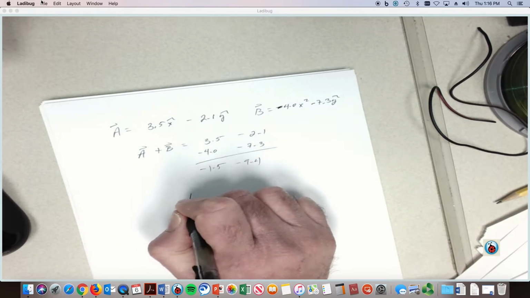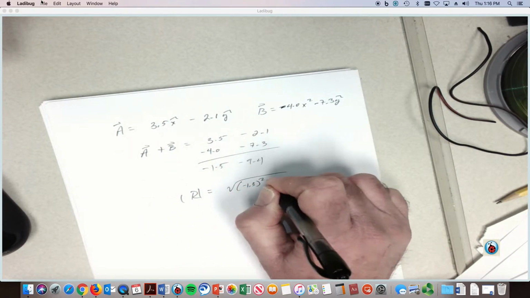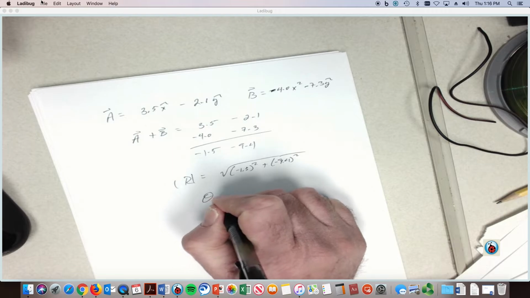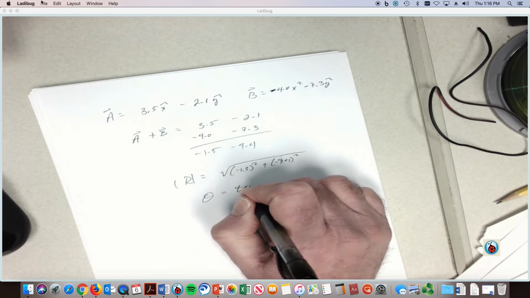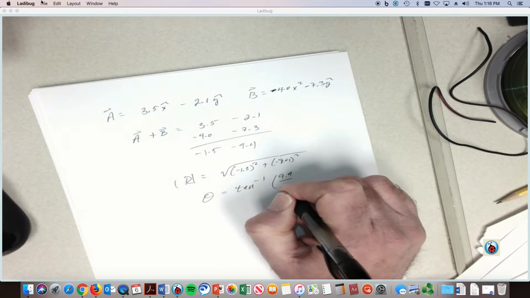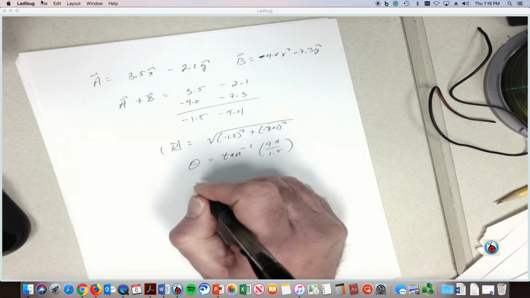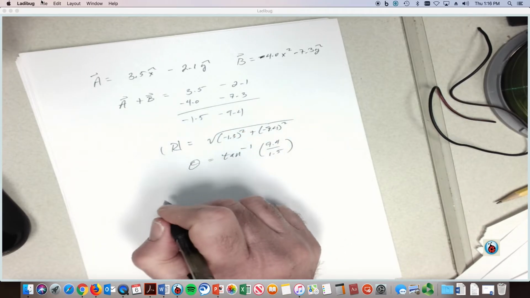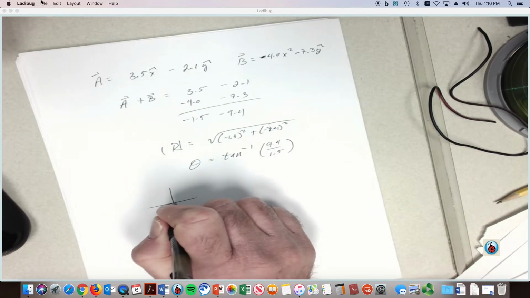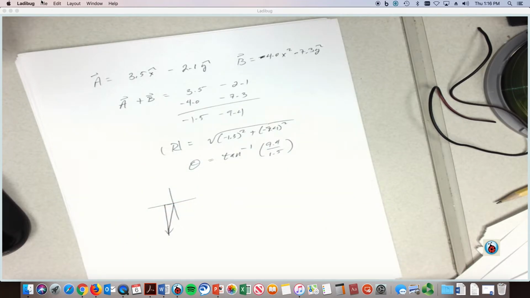And then the resultant vector would be the square root of negative 1.5 squared plus negative 9.4 squared, whatever that is. And then the angle that it makes would be the inverse tangent of y over x, 9.4 over 1.5. Now, whatever this angle comes out to be, just looking at this, where is that vector? Well, it goes negative 1 this way and negative 9 way down here. So it's a big angle. I would say it's probably around 70, 75 degrees. Well, I'll just do it real fast.